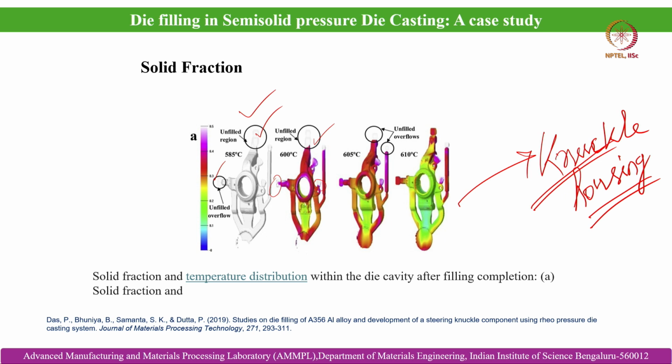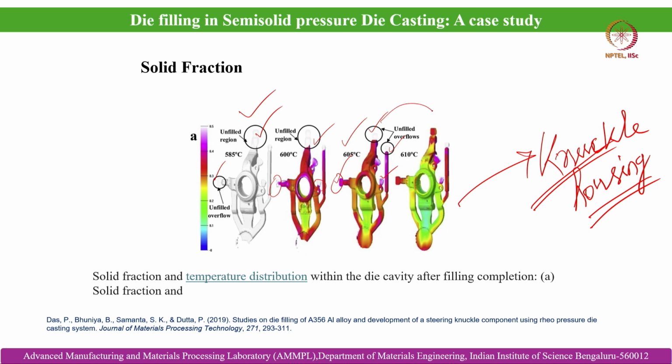And then if we move ahead and increase the temperature further, in the case of 605 degrees centigrade, you can see that of course the flow behavior is much better within the component cavity. We can see the overflows are successfully filled. However, the overflow at the top of the top leg of the knuckle housing, and also at the top of the tensile specimen bar, is not filled yet.